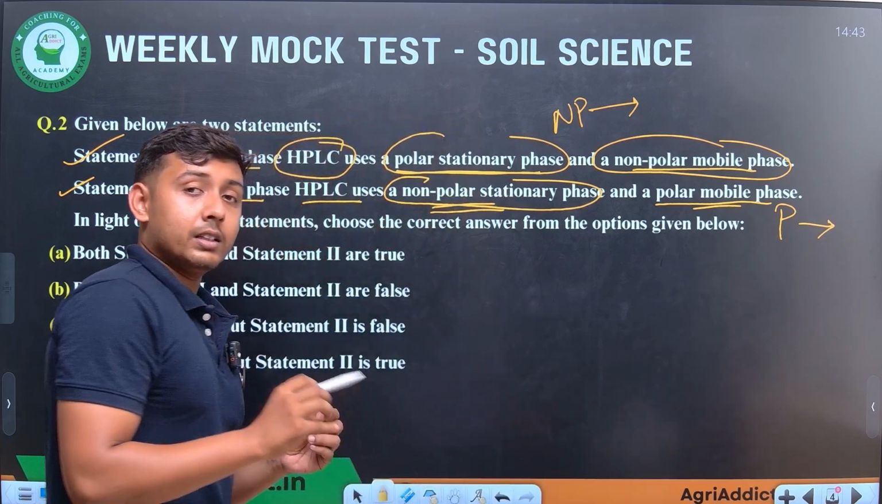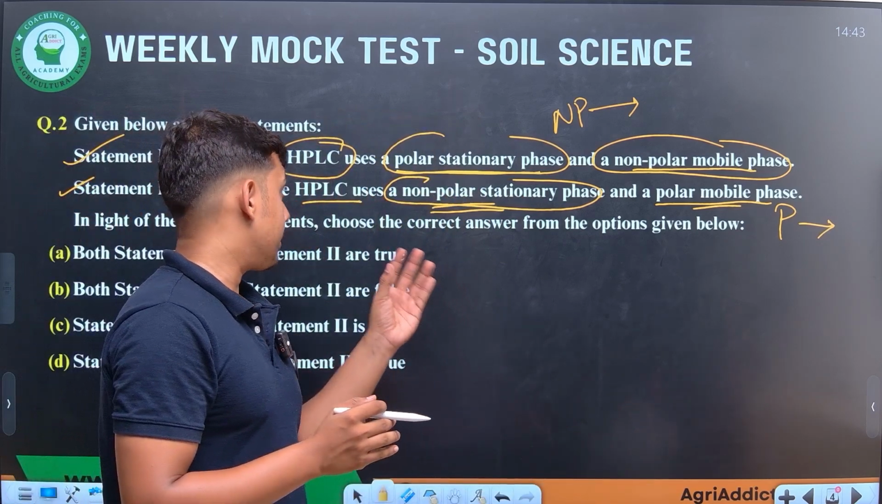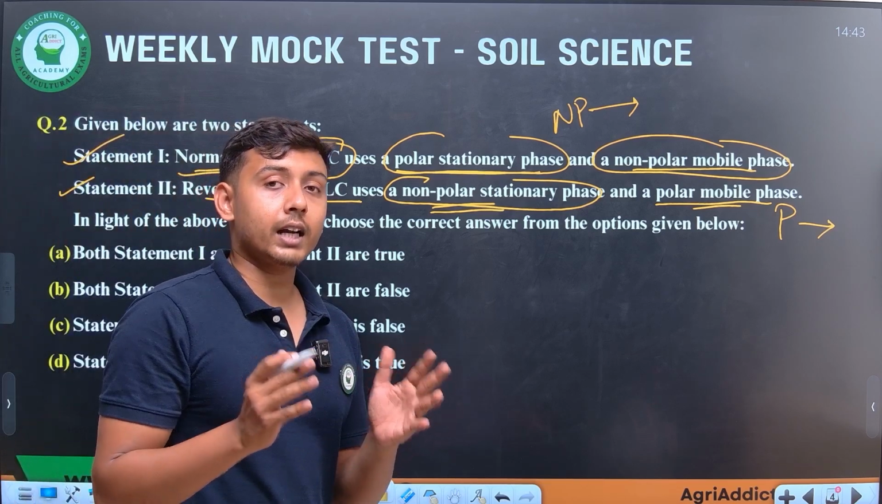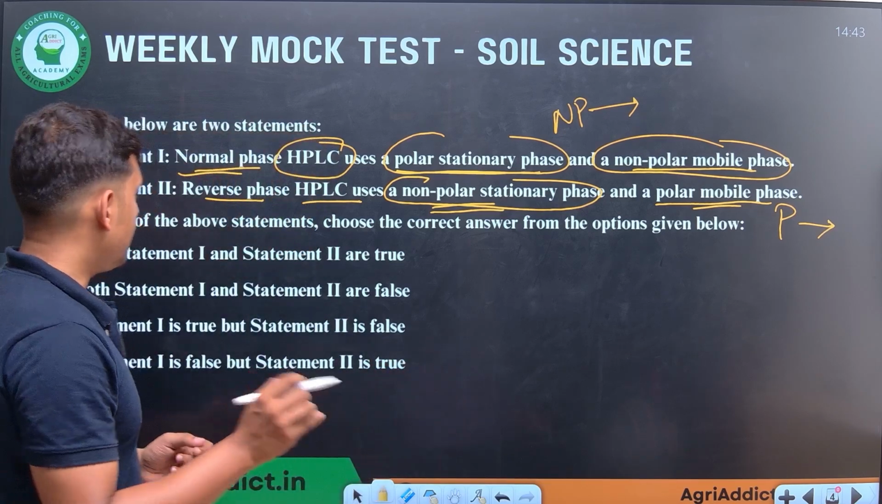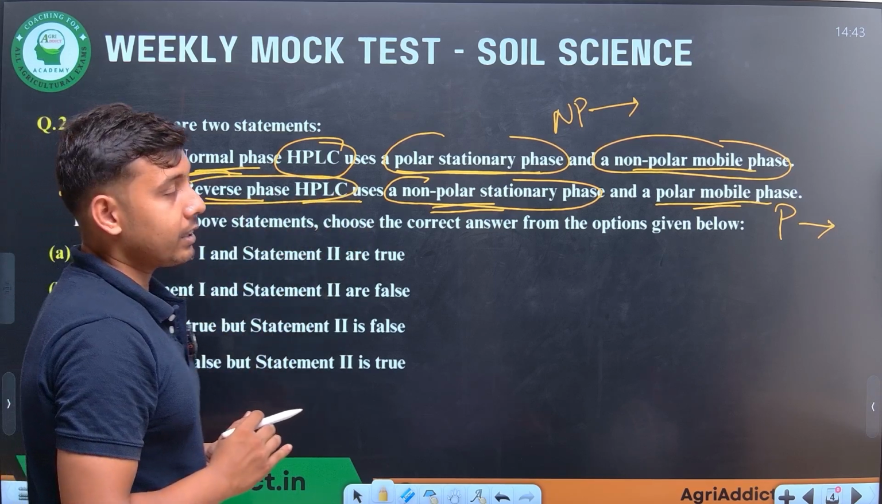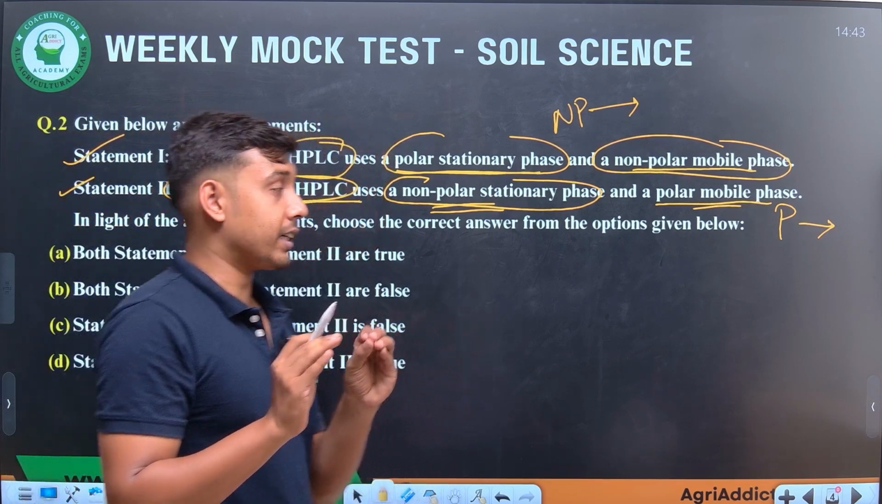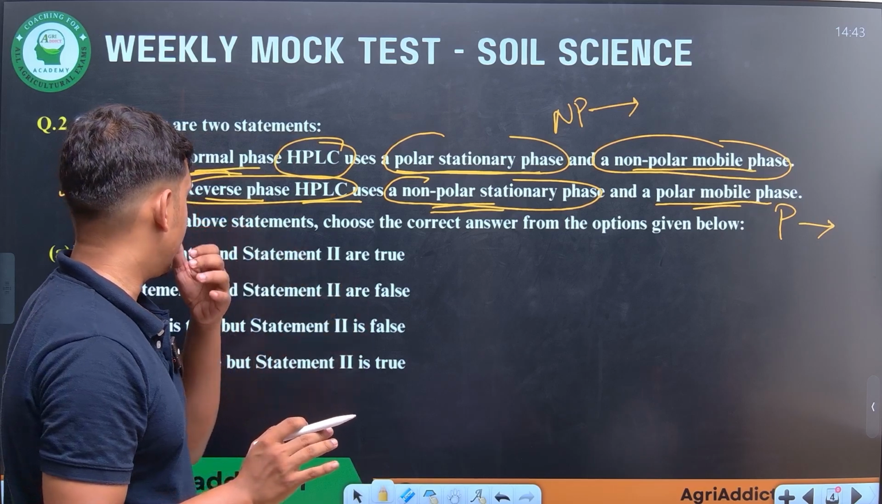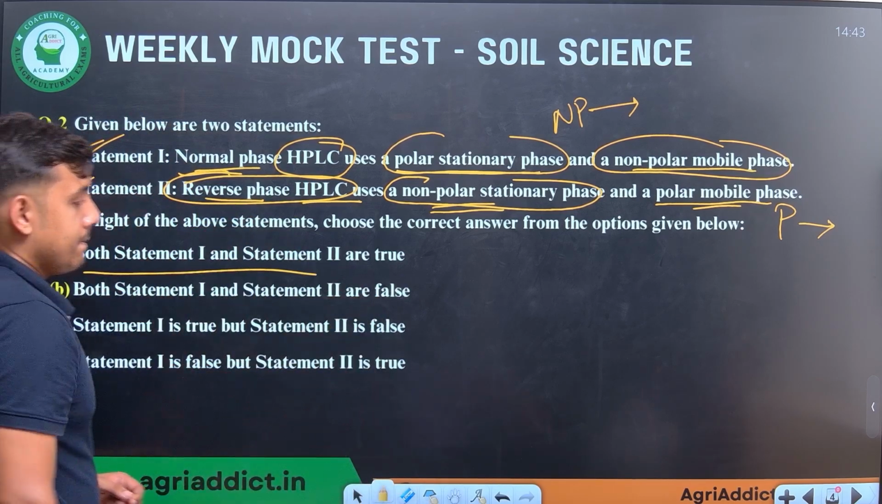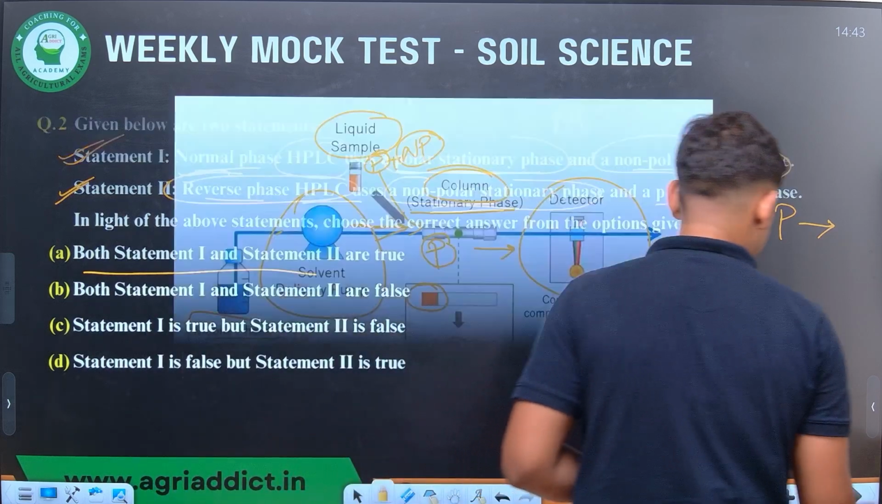And in normal case there are some more questions that can come from that, like usually what kind of phase is used. Usually reverse phase HPLC is used. Okay, these are the three major things that this type of question can come in the exam also. So both the statements are correct. Okay, let's come to the next question.